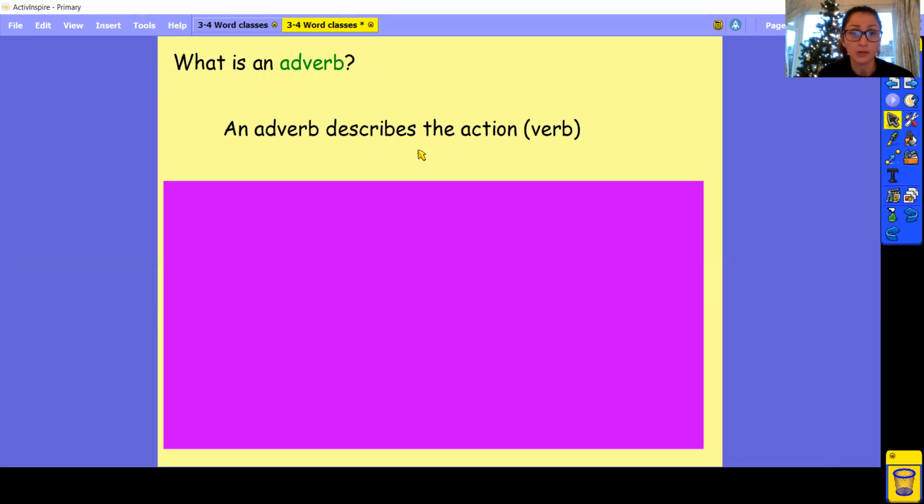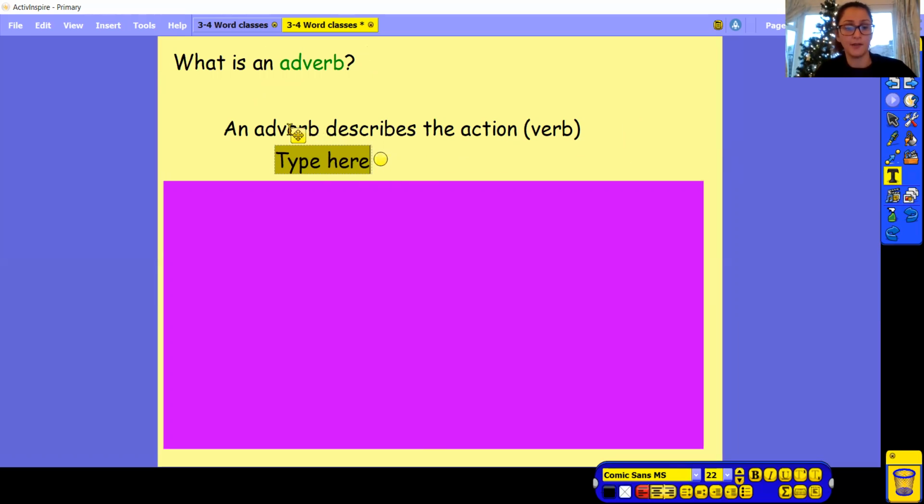So an adverb describes the action, the verb, okay? So for example, it might be quickly. He ran, okay? So remember, quickly is describing the verb. Let me just write that down. He quickly ran to the tent. I can't remember what I said now. So remember the verb, which is the orange word. So he ran quickly to the tent.